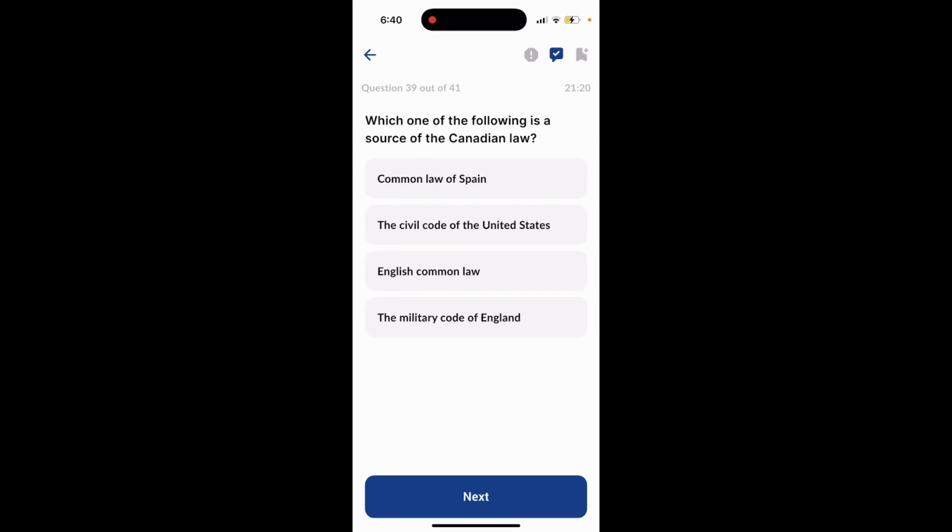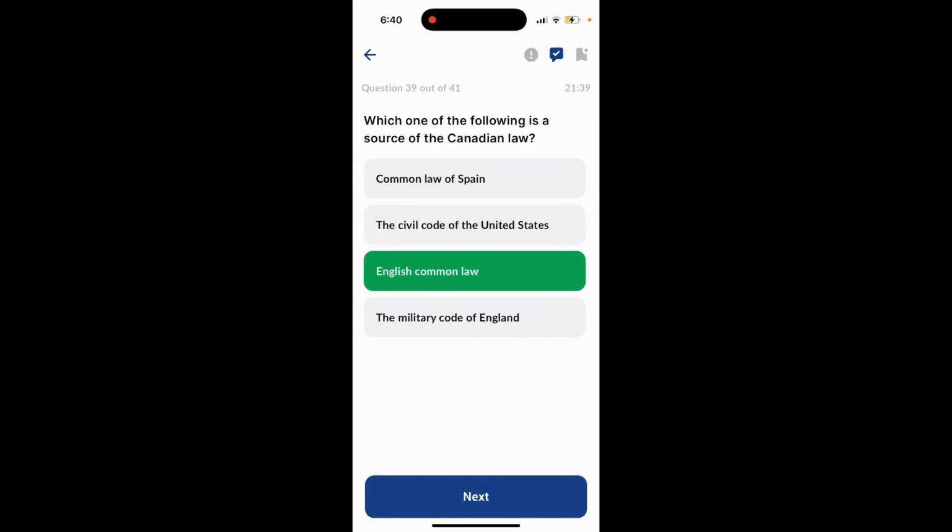Question 39. Which one of the following is a source of the Canadian law? Option 1, Common Law of Spain. Option 2, the Civil Code of the United States. Option 3, English Common Law. Option 4, the Military Code of England. The answer is option number 3, English Common Law.